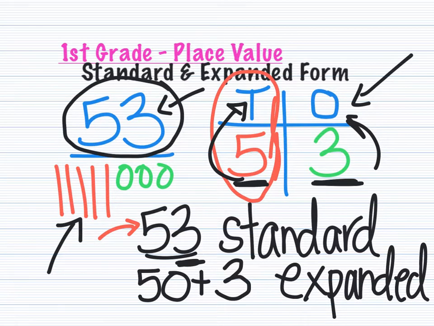So the expanded form shows the value of the digits. In the ones place, the 3 was just a 3. And in the tens place, that 5 actually equals 50 since it's in the tens place. Let's try another number.